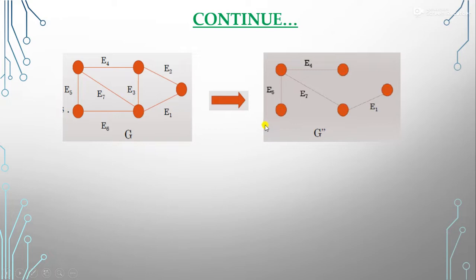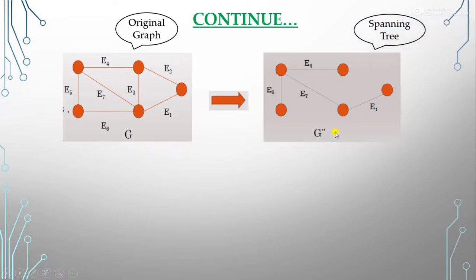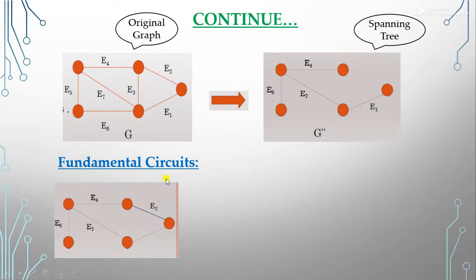Now, how to form the fundamental circuits? This is our original graph, and this is the spanning tree of this graph. So from the spanning tree, how can we form the fundamental circuits? I told you that the fundamental circuits are those in which, if we add any chord to the spanning tree, it forms a cycle. That is the fundamental circuit. So the first one is this: if we join these vertices, meaning we add this E2, it becomes a cycle.